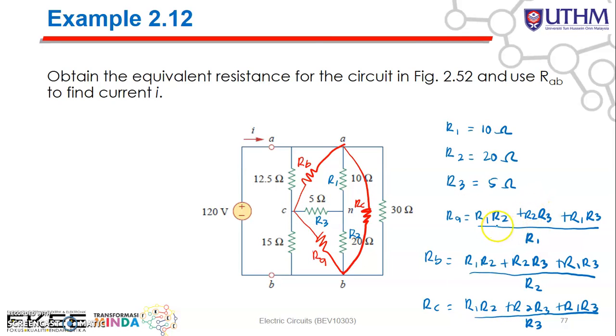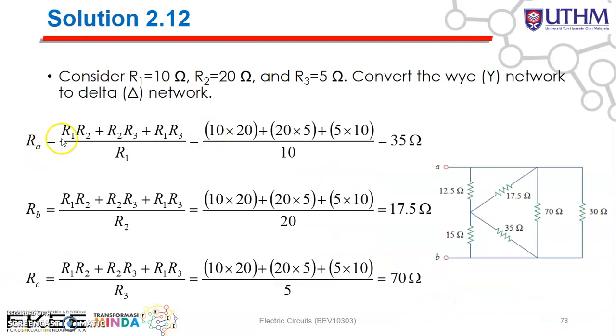Okay, and then after that you can just substitute the value of R1, R2 and R3 into these three formulas, then you can find the value of RA, RB and RC. So after I substitute the values, I get RA is equal to 35 ohm, RB is equal to 17.5 ohm, and RC is equal to 70 ohm.